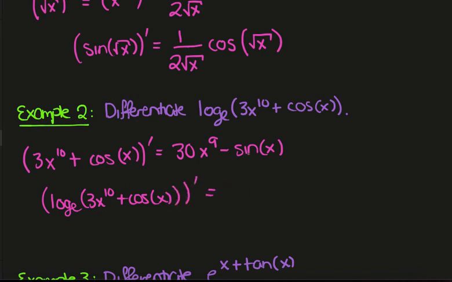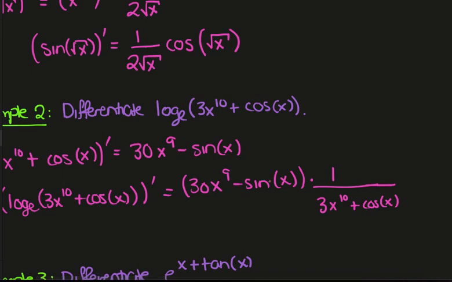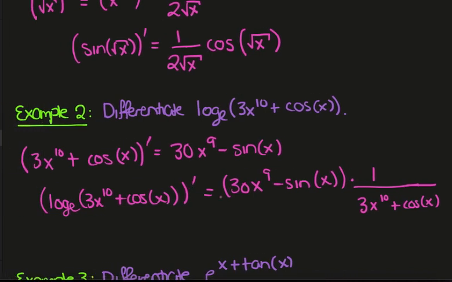So what we'll see is that log e of 3x to the 10 plus cosine of x differentiates to, well, we differentiate the inside, chuck it out the front. So I'll have 30x to the 9 minus sine x times the normal derivative that we get, which is 1 over x, but we leave whatever's in there. So I'll have 3x to the 10 plus cosine of x. And that's the derivative here. I mean, we could also make this one common denominator and get rid of this 1 here, but that's unnecessary. So we'll leave that like this.